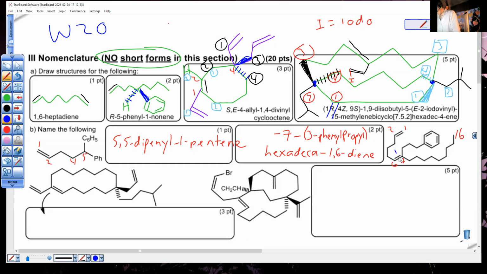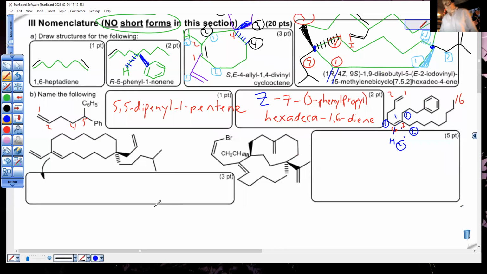3-phenyl propyl. And there's also geometry on this double bond down here. You cut it in half. You put missing H on. That's a 2 on the same side as a 2. And a 1 on the same side as the 1. It's Z. The 1s are on the same side.